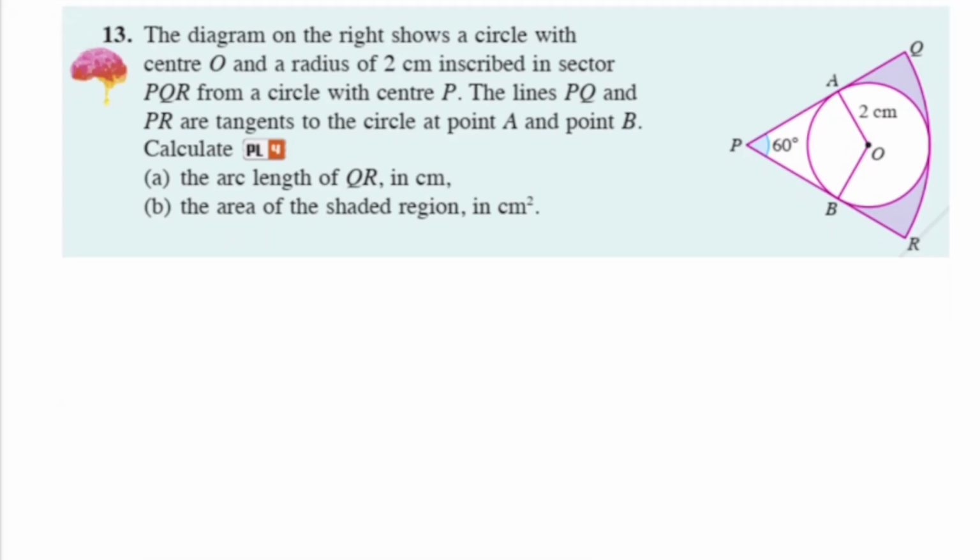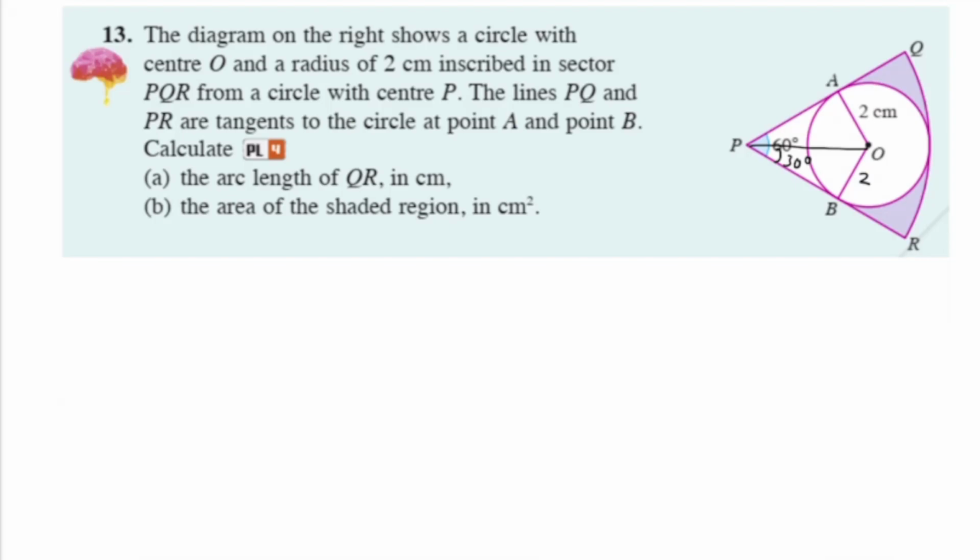Question number 13. The diagram on the right shows a sector of a circle with center O, radius 2 cm, inscribed in the sector PQR, with P as the vertex. PR is a tangent, find the arc length. For number 1, I will draw a line across. I know this is 30, 60 bisected is 30, this is 2 cm. I need to find the length of OP first, because in order to find the length of arc, I need to find the length of PR.